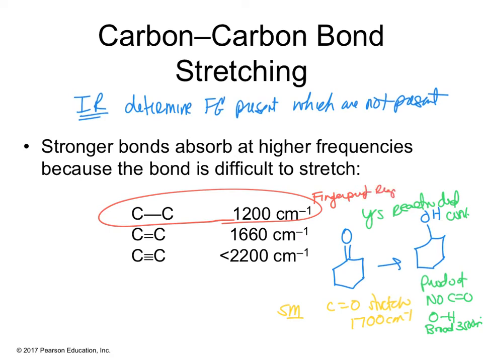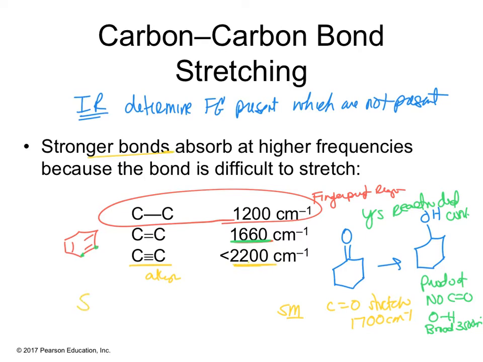Okay, so the fingerprint region we don't worry about. Carbon-carbon double bond, you'll especially see these if you have an aromatic compound. You'll see a carbon-carbon double bond around 1660. And then you'll see a triple bond. The triple bond's nice if you have an alkyne. You'll see that around 2200.